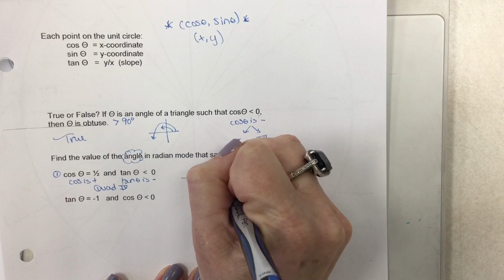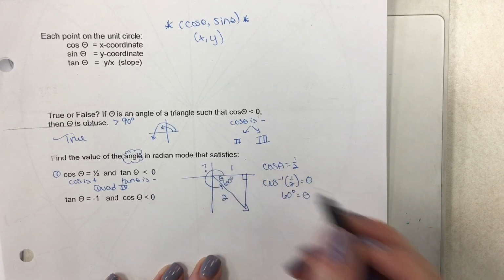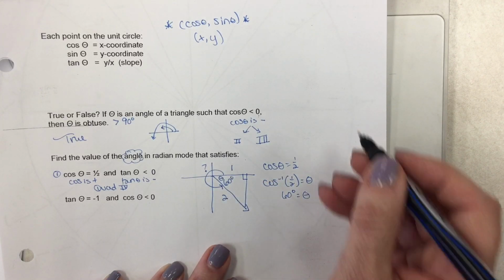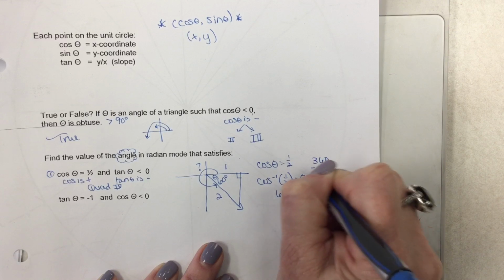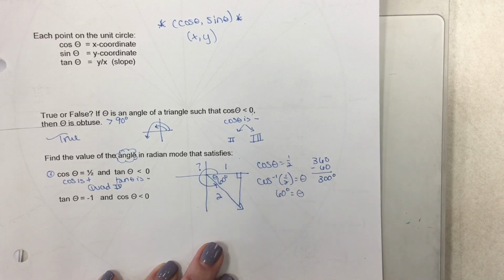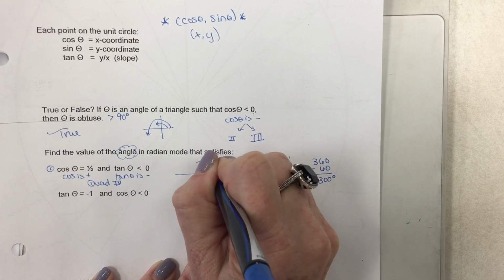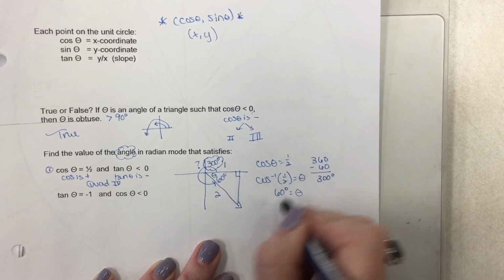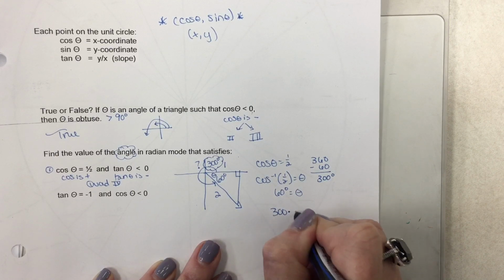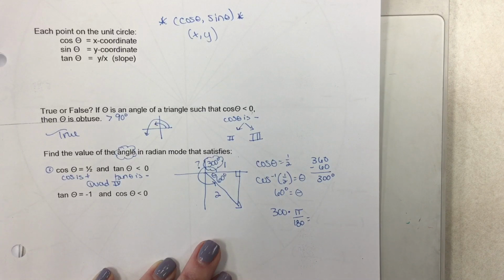Okay, so now I know that that is 60 degrees. What does that make the outside big angle? The obtuse angle? 360 minus 60 is 300 degrees. Okay, that's what I'm looking for. That's 300 degrees. But I want it in radian mode. So I'm going to take 300 times pi over 180. I'm doing my conversion.